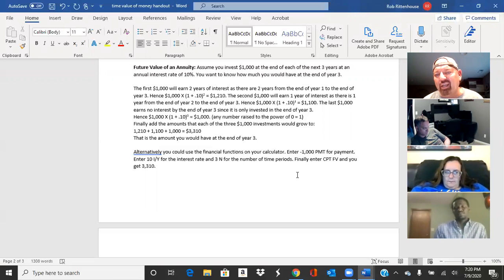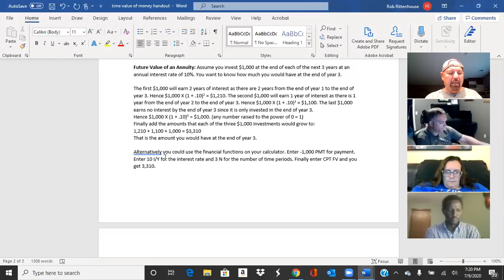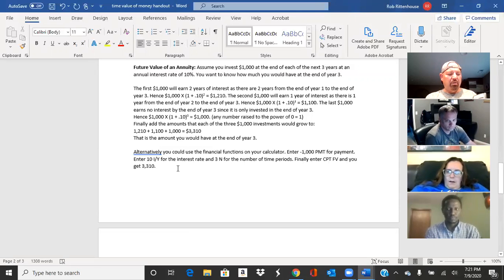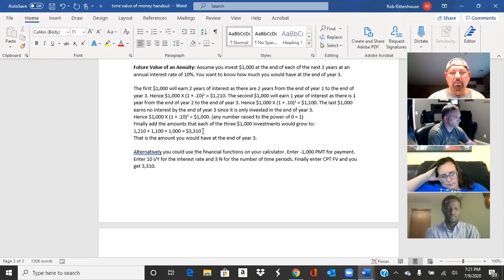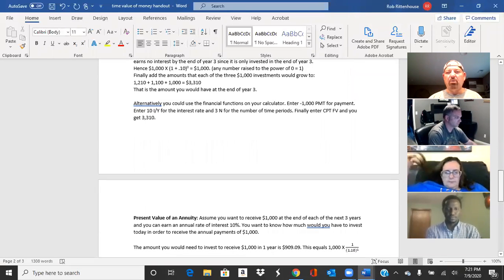It doesn't matter really. If we made it a positive, it just means our final answer would come out negative instead. Enter 10 IY because that's what we're assuming is the annual rate of interest. And 3 N for the number of time periods. Finally hit compute, future value, and you should get $3,310. Same thing we got up there. Okay. So, any questions on finding the future value of an annuity?